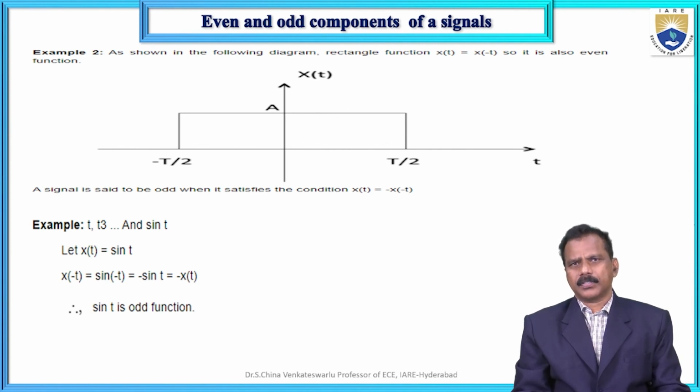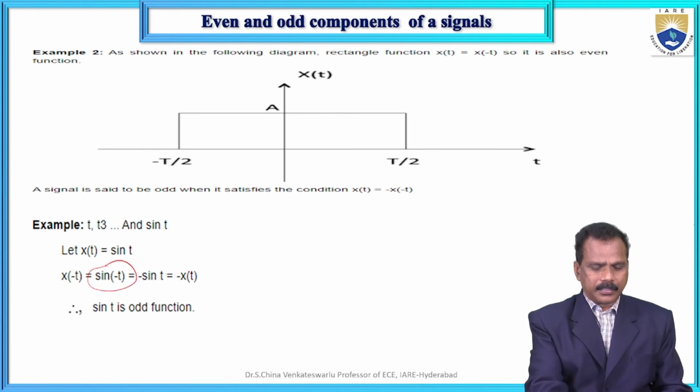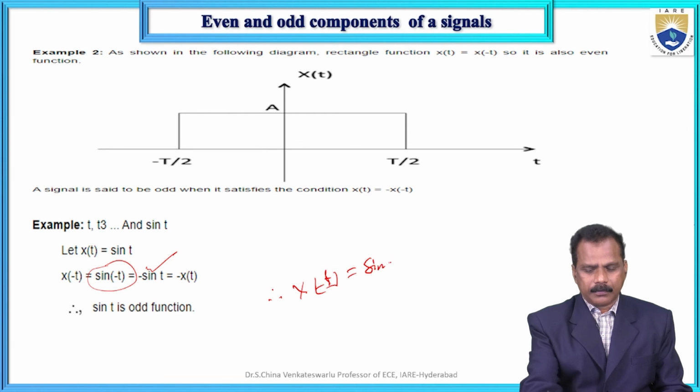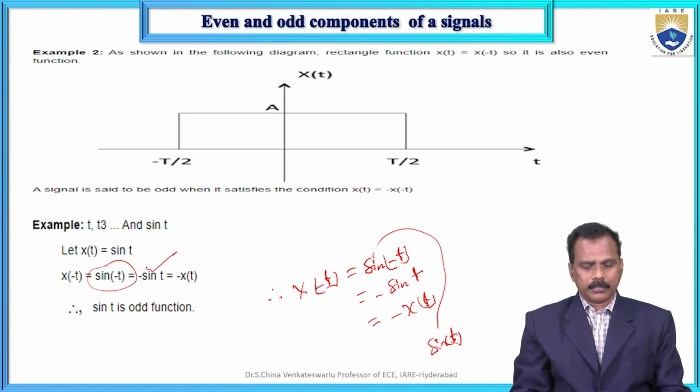Let us consider that x of t is equal to sin t. Then x of minus t is equal to sin of minus t, which is equal to minus sin t, that is, minus x of t. Therefore sin t is an odd function.